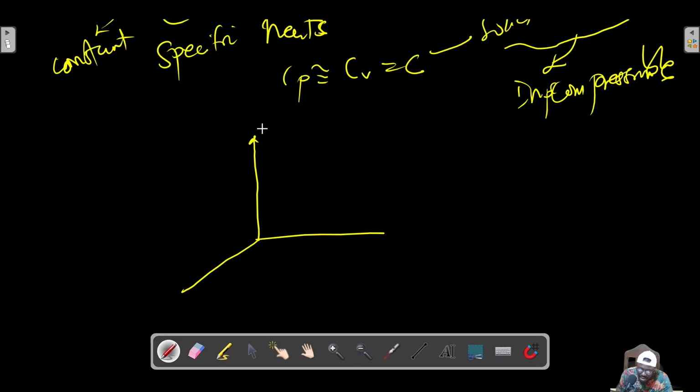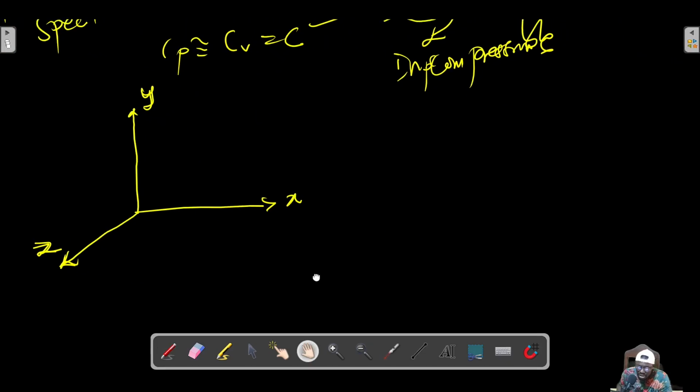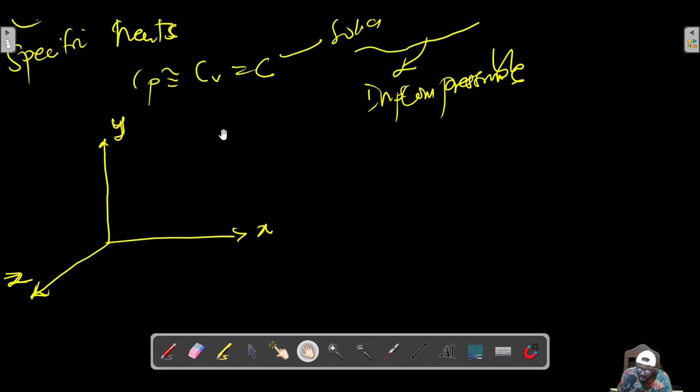So this side is denoted the y-axis, this side is the x-axis. I'm assuming this side is the z-axis, right? This side is the z-axis. Now, this is what you need to know. This is basically your coordinate system.